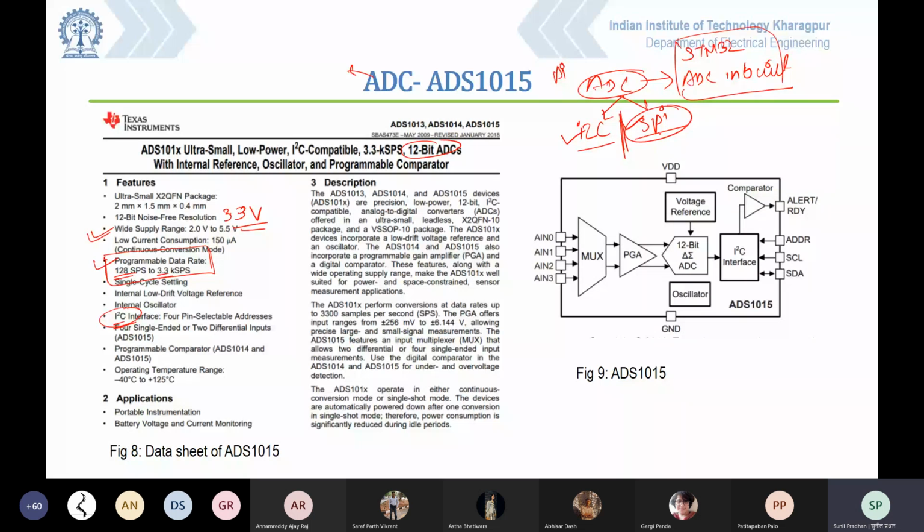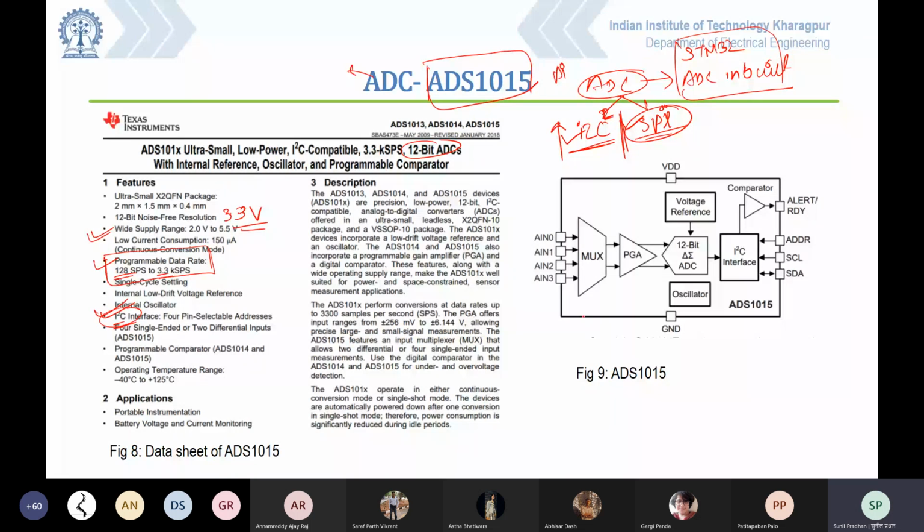While doing this stuff, you will come to know at what time you will use I2C and at what time you will use SPI communication. Okay, that is a different thing. If you are going for ADS 1015, you can see that it has an I2C interface. If you are going for some other ADCs, then you will get SPI communication also. Now I will show you the data sheet also.